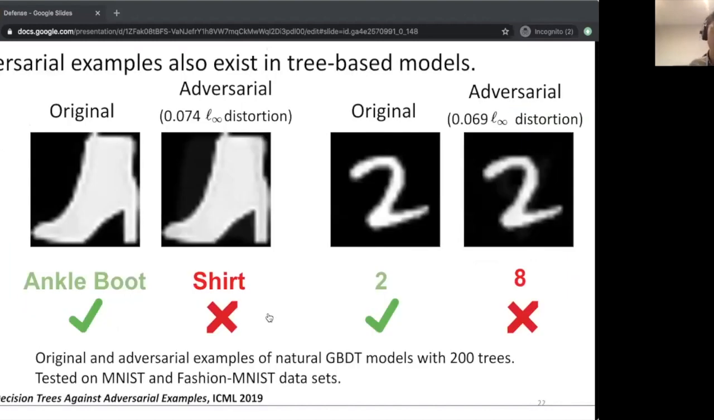Just as in deep neural networks, adversarial examples also exist in tree-based models. This figure demonstrates the adversarial example for 200-tree GBDT models, and we tested on the MNIST and Fashion-MNIST datasets. We can see that if we add a small noise with a very small distortion to the image, the model's output will be completely changed.